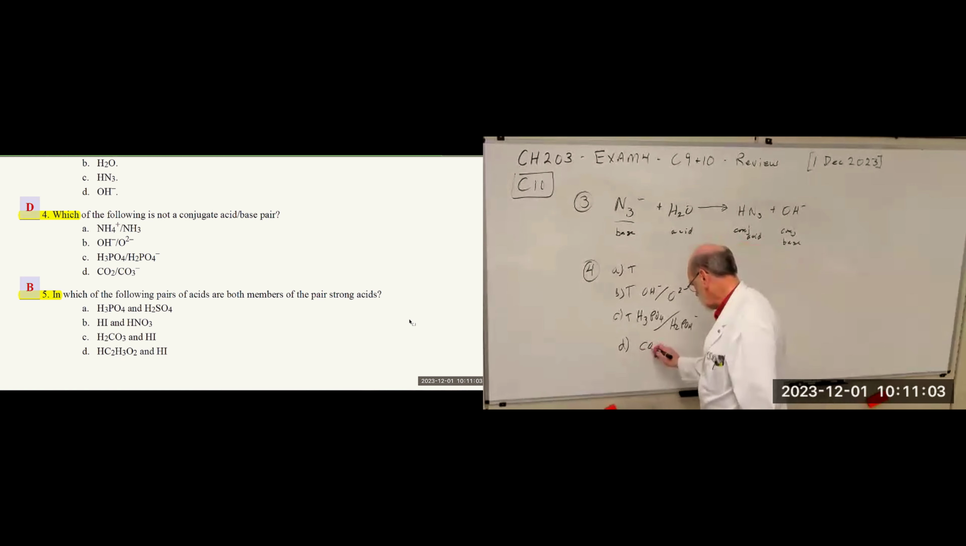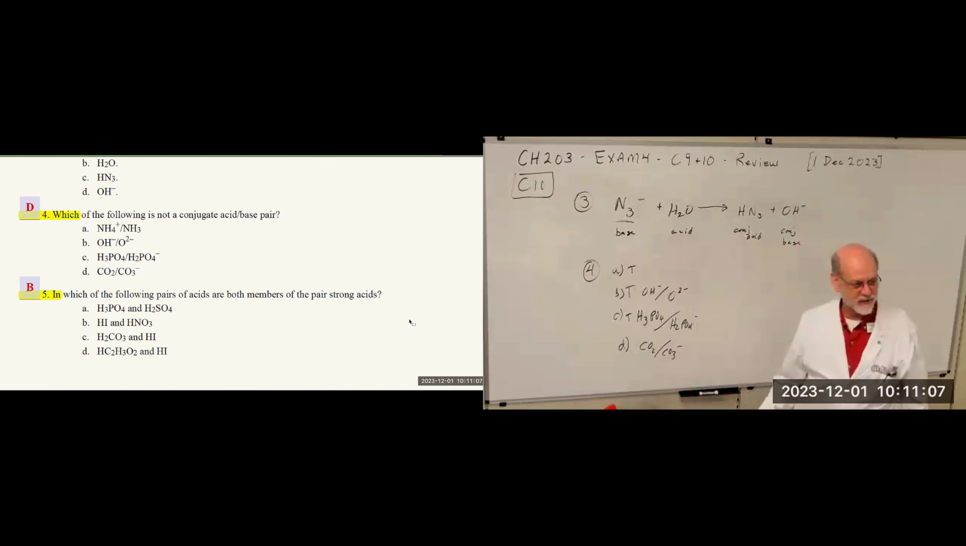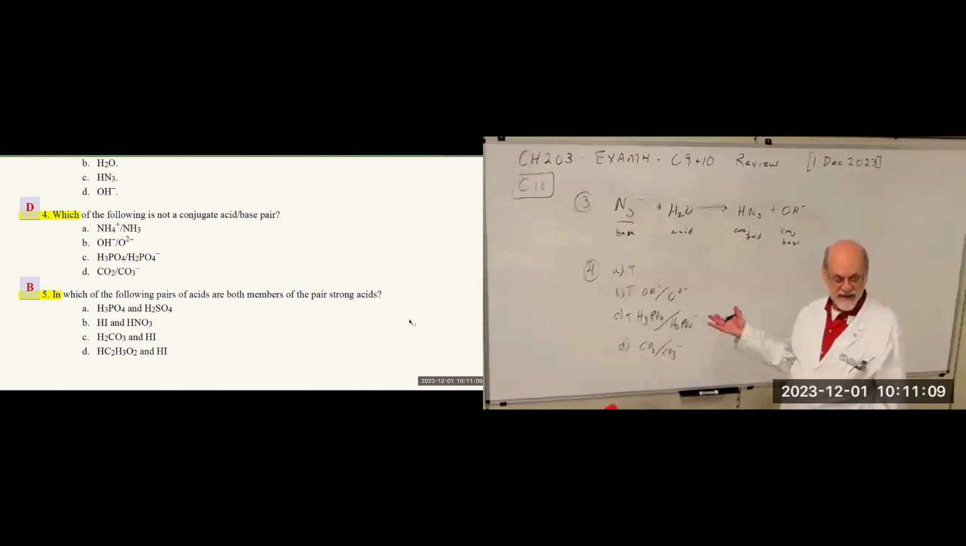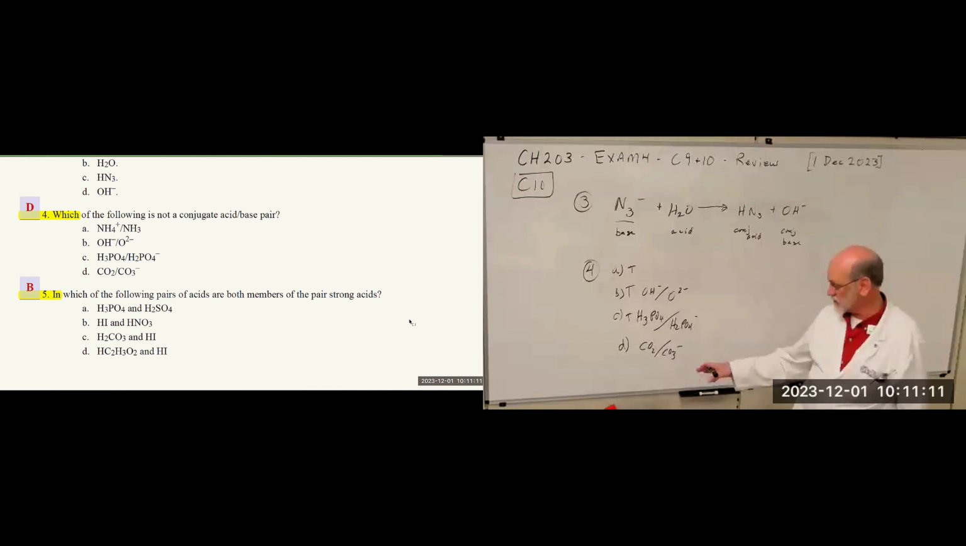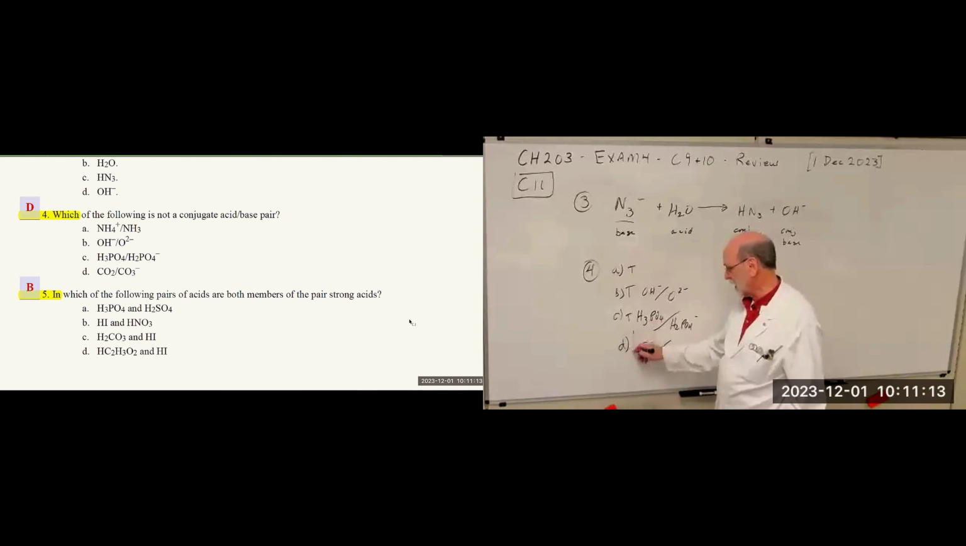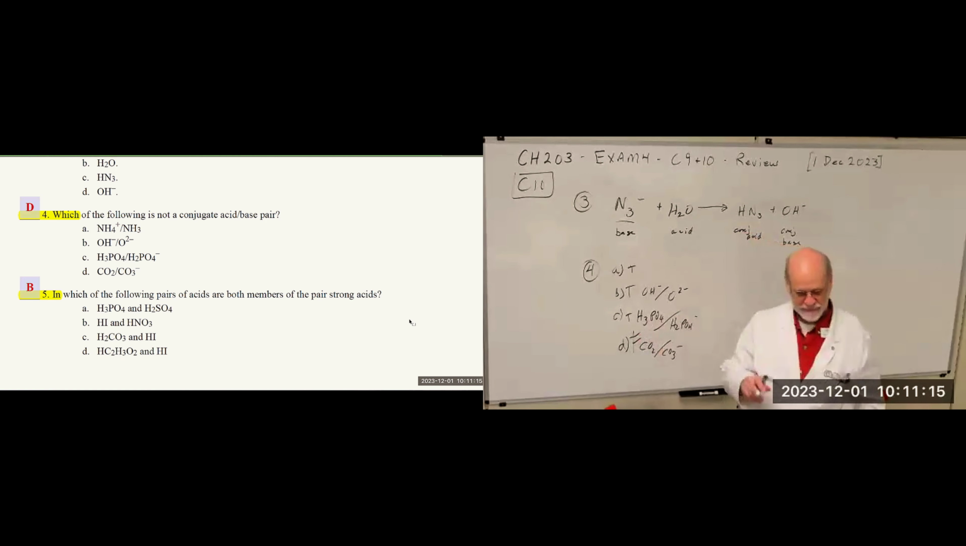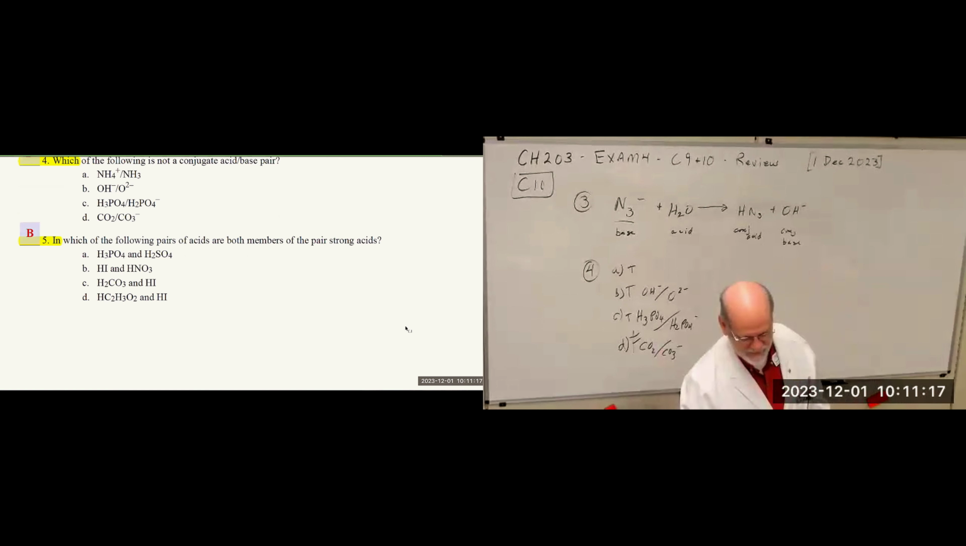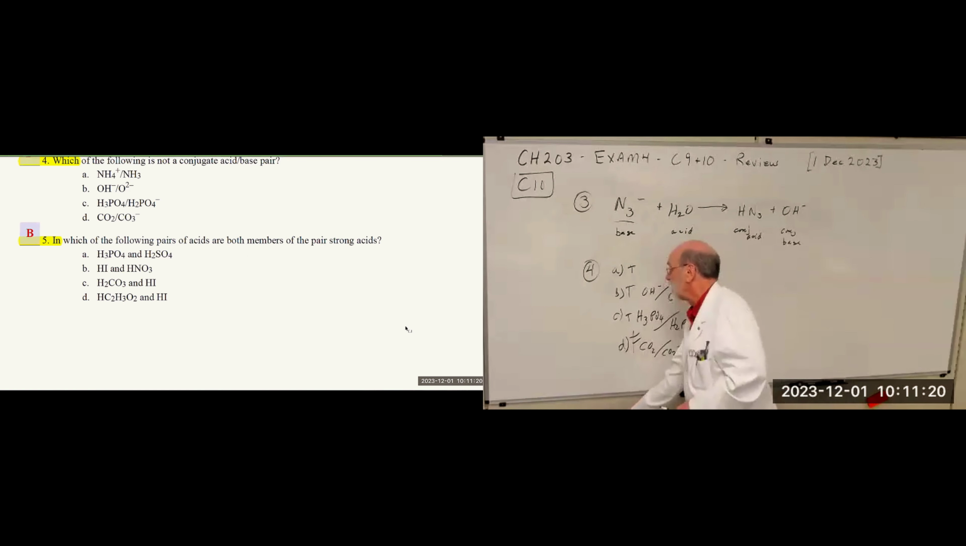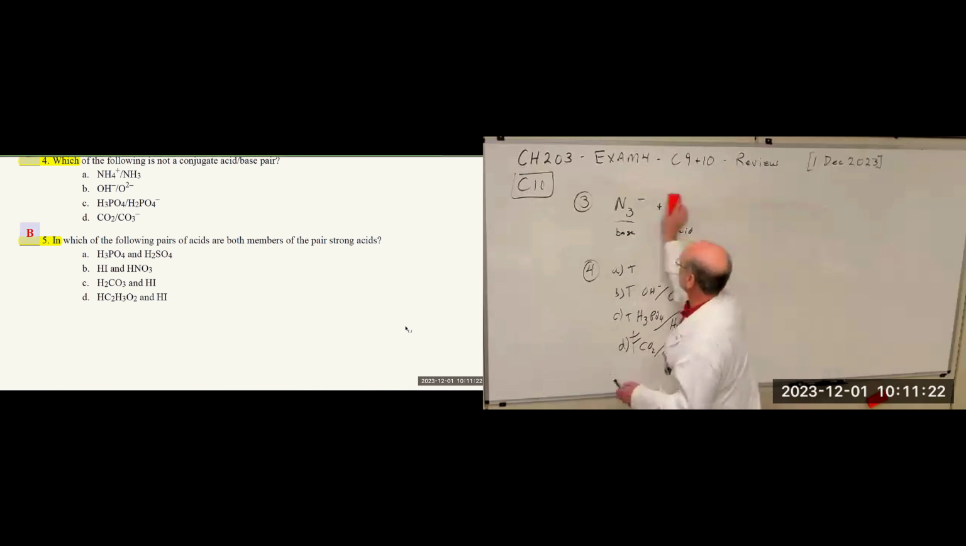How about D? CO2 and CO3 minus. There are no hydrogens in that group, right? You can't gain or lose hydrogens because there are none there. So that one's false. All right, how about this? Make some room here.